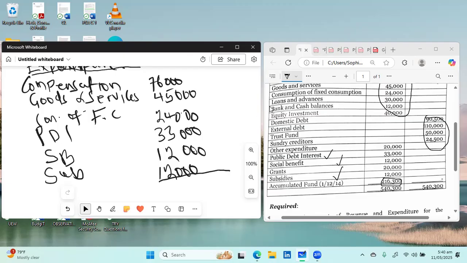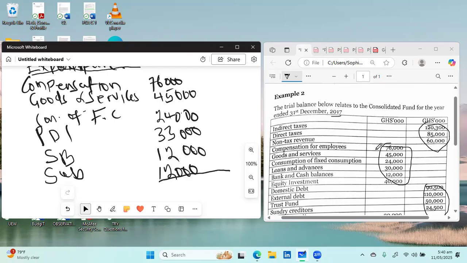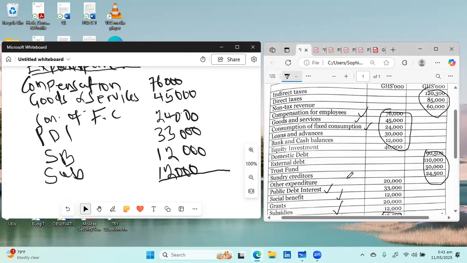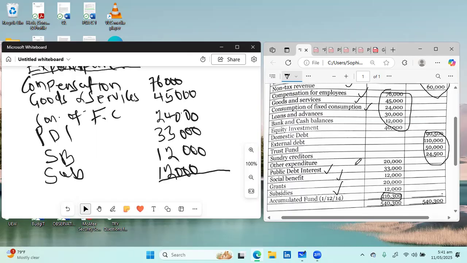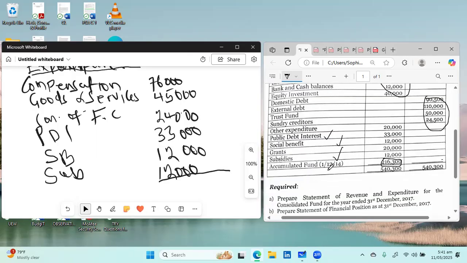In the exam, sometimes as you do it, you tick. It gives you an idea of the things you've tackled and those left. It will even help you to know that the remaining items, those I haven't ticked yet, will go to the balance sheet. So if you tick all this, we are left with one thing.